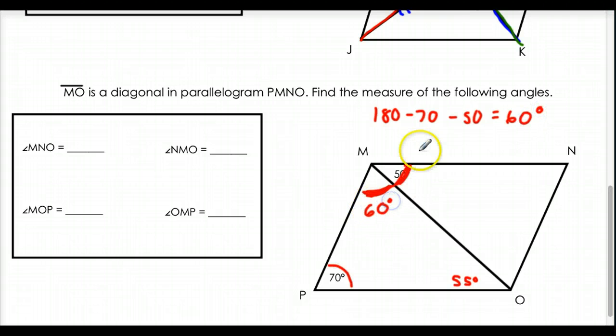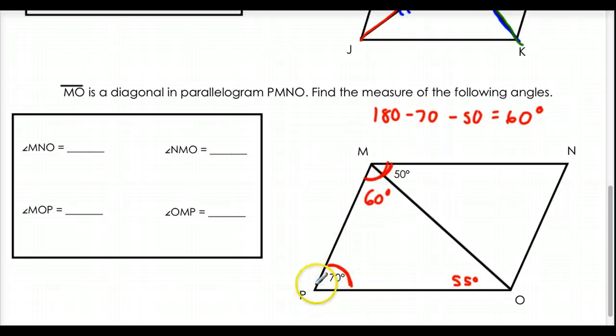And that makes sense because if I were to add up these two angles, 60 plus 50, that's 110. 110 plus 70 is 180. So now these two angles, once again, are supplementary.